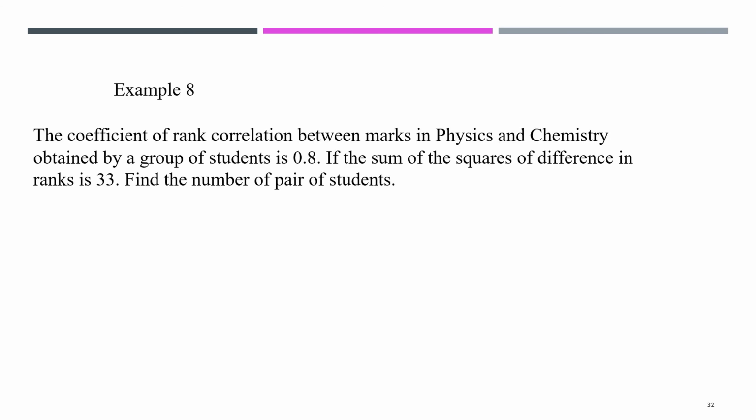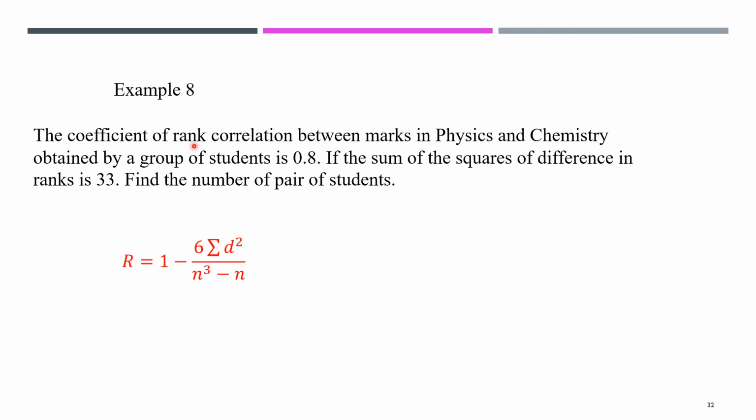We have some word problems where we don't have to calculate the summations, you are given some data. The coefficient of rank correlation between marks in physics and chemistry obtained by a group of students is 0.8. So capital R is 0.8. Sum of the squares of the difference in the rank, where the difference in the rank is denoted by D, so summation d square is given as 33. Find the number of pair of students.